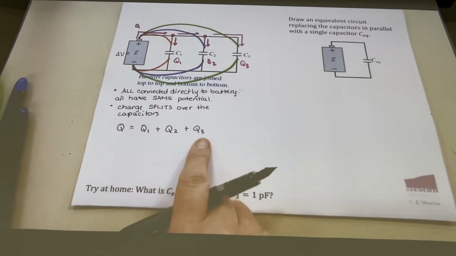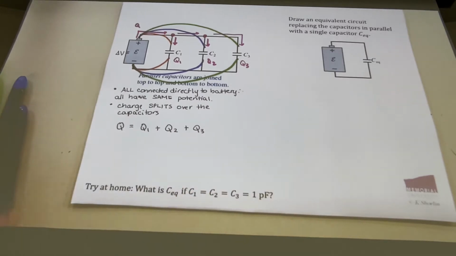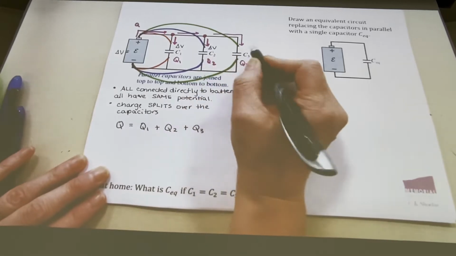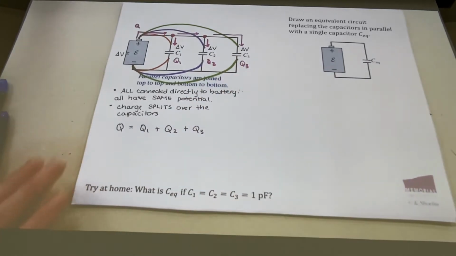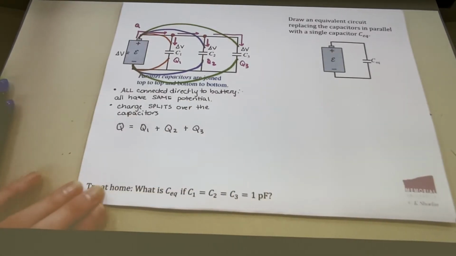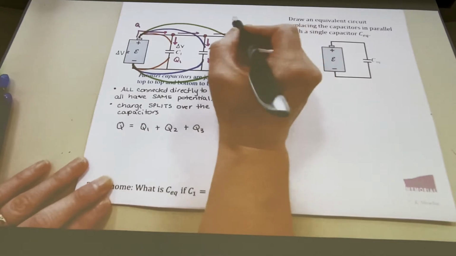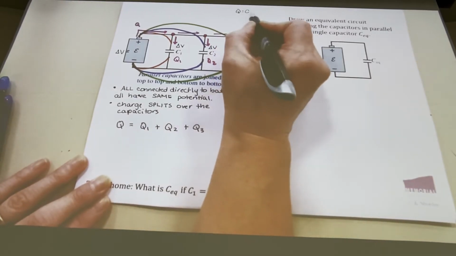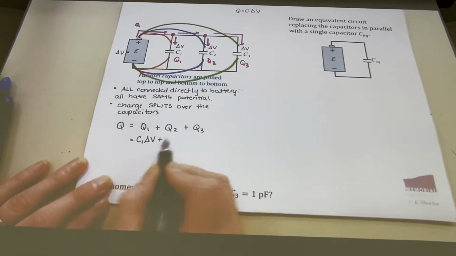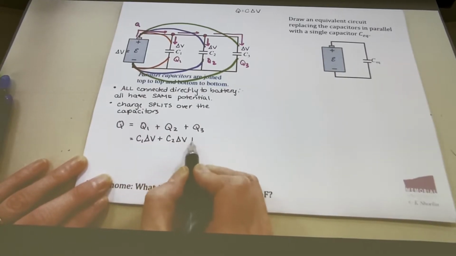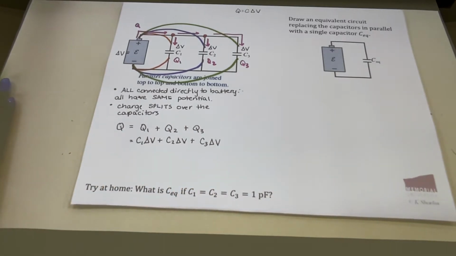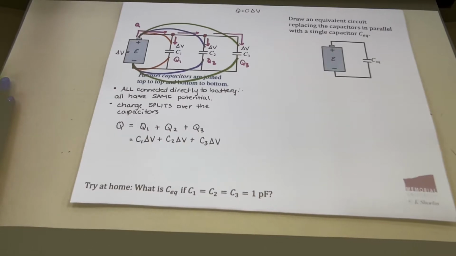If we wanted to think about what these Q1, 2s, and 3s are, let's remember that the battery has a fixed potential, and each of these capacitors has the same potential because they're connected in parallel to the battery. So if we remember our relationship between charge, capacitance, and potential, we know that Q is equal to C times delta V. So Q1 is C1 times delta V. Q2 is C2 times delta V. Q3 is C3 times delta V. Okay, so far so good? So the charge splits, it depends on the capacitance and the potential.